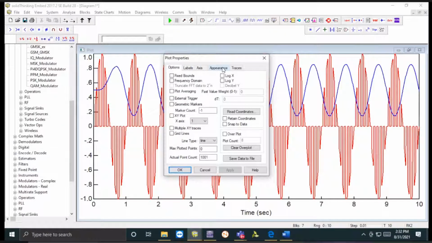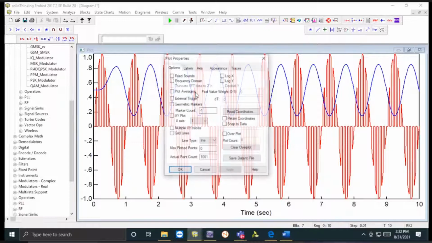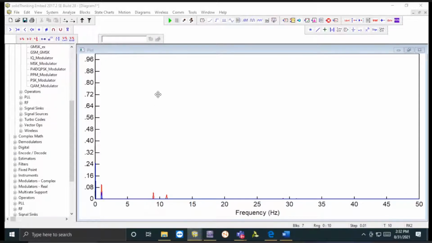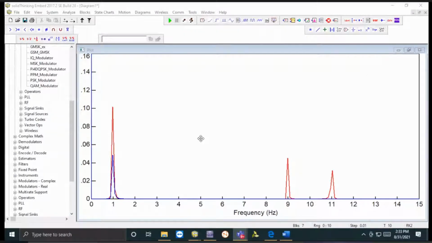Okay, yeah. What I was saying is that this is your natural sampling, and here I'm going to show you the frequency domain representation also. So you can see this is your frequency domain representation of the signal.